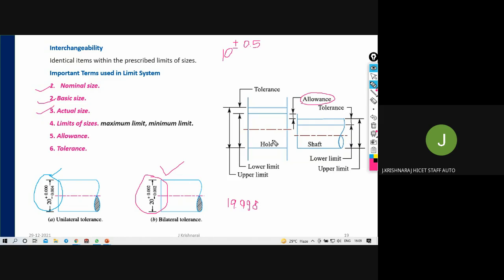Whenever the question arises, what is allowance? You have to consider the pen and cap. With examples like that, you will be able to find it. Yes, the next.